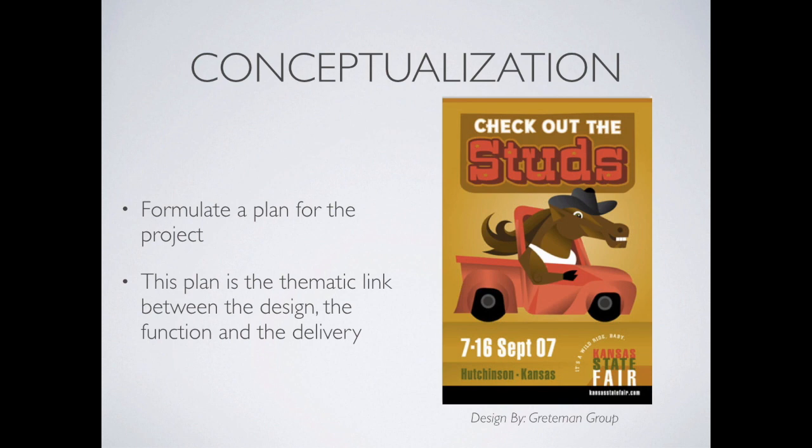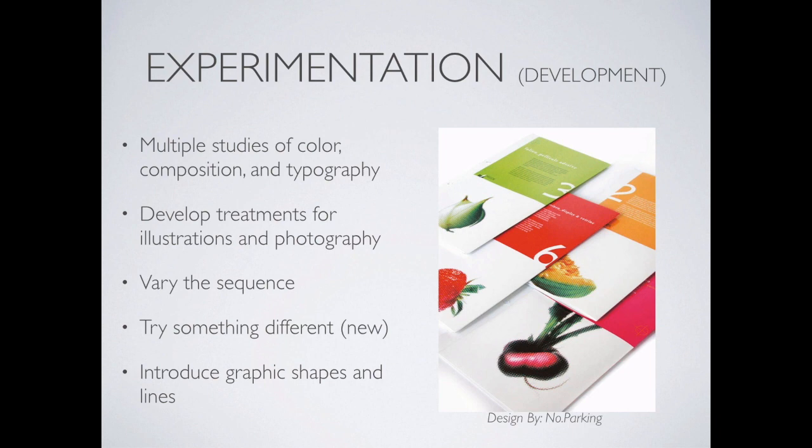This is really when the design starts to happen. You're formulating a plan for the project, and this plan is the thematic link between the design, the function, and ultimately the delivery of what it is that you're trying to deliver. Then we get into this experimentation, multiple studies of color, different images, different treatments of images. You're trying to make this happen. So this is the actual design process here, where we're really getting into creating the end result, and you're trying a bunch of things.